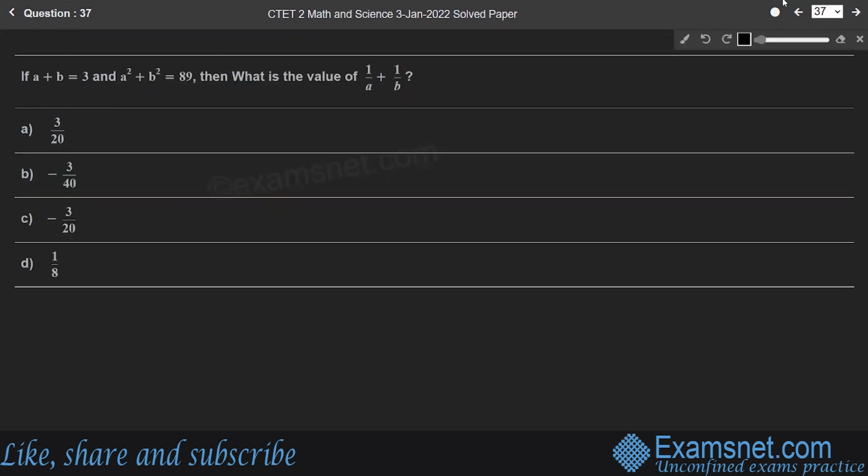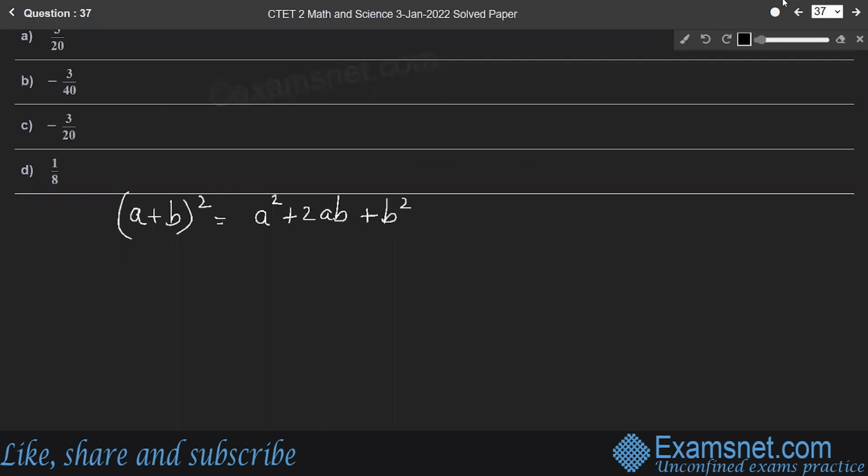Question number 37. If a plus b is equal to 3 and a square plus b square is equal to 89, then what is the value of 1 by a plus 1 by b? So here we are using the formula of (a plus b) whole square is equal to a square plus 2ab plus b square.